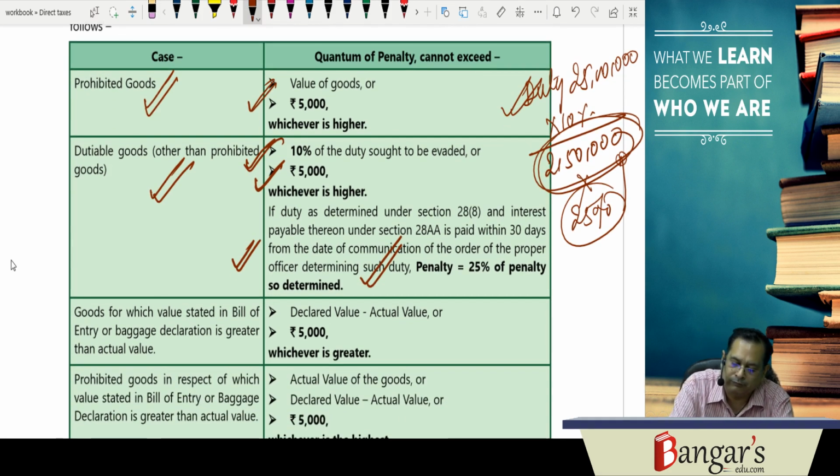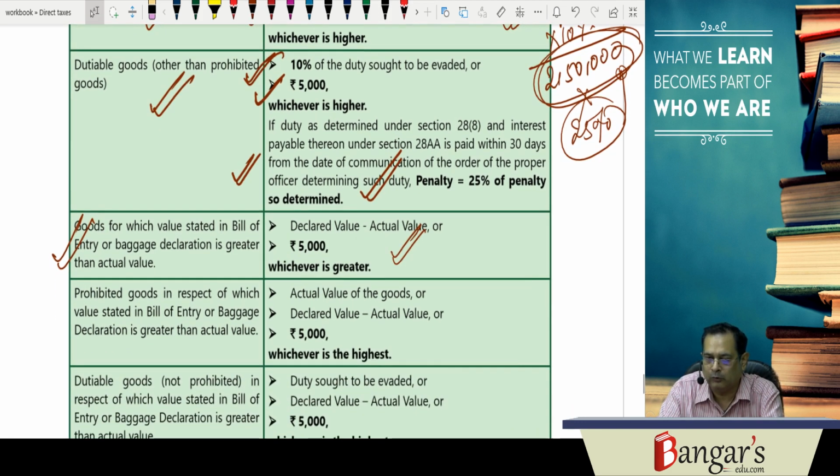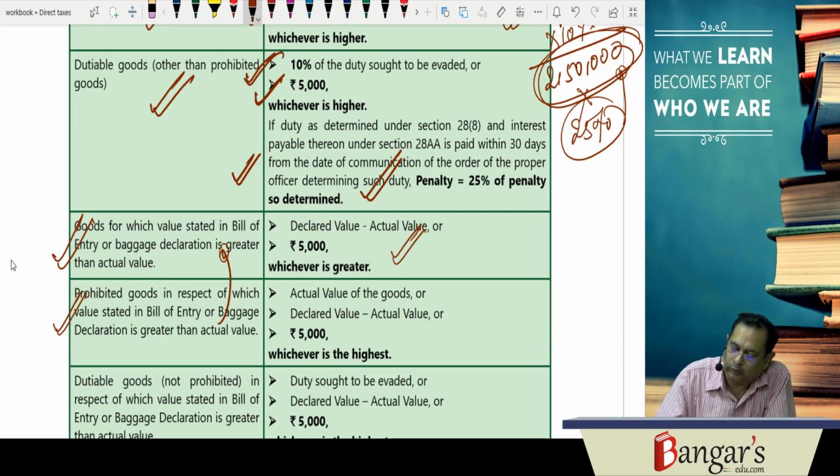Then in case the value stated in the bill of entry or baggage declaration is greater than the actual value, you are required to pay a penalty of the difference between the declared value and the actual value, or rupees 5,000, whichever is greater. So you can go through it once. For prohibited goods where the value declared is higher, the penalty will be the difference between the declared value and the actual value, or 5,000, whichever is higher. So this is from the first, this is from the third, and this is common.